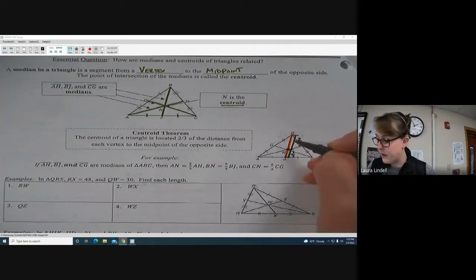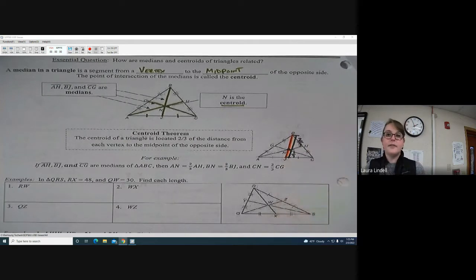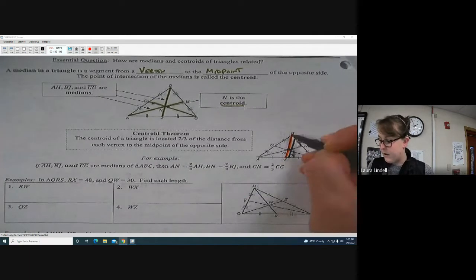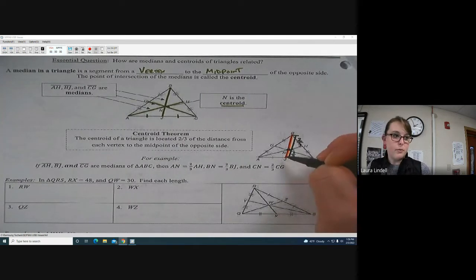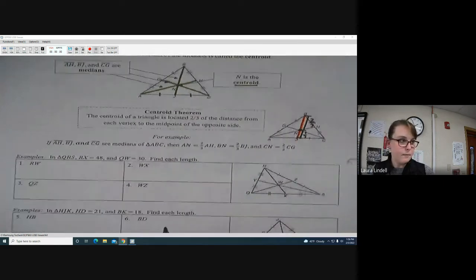Like if I knew that this whole thing is 9, then this part would be 3 because that's 1/3 of 9, and this part would be 6. So we have this 6, 3, whole thing is 9. That's the kind of relationship we have here. Or if this was 3, then the 2/3 part would be 2, the 1/3 part would be 1. So that's what we're going to start using here in the first example down here.